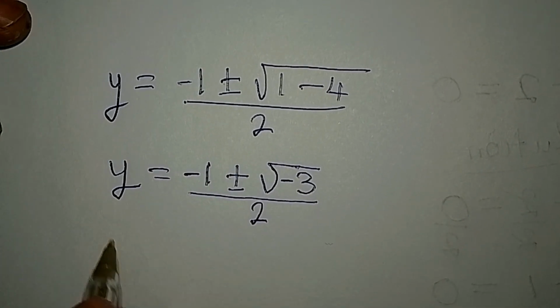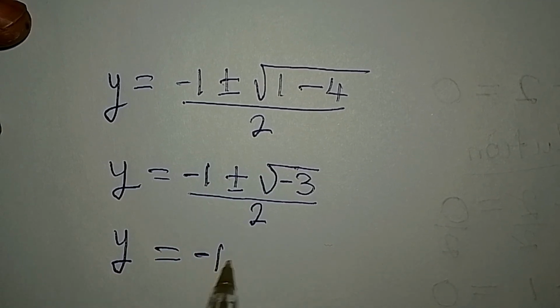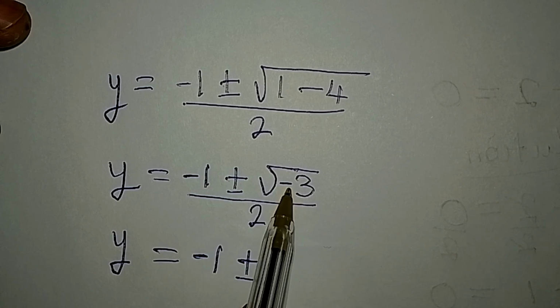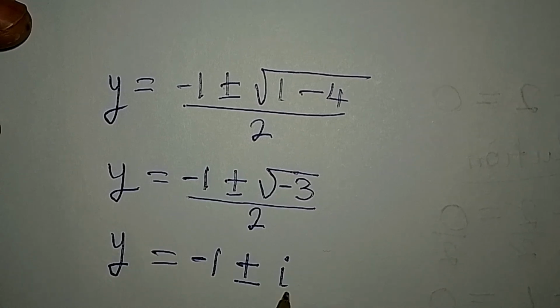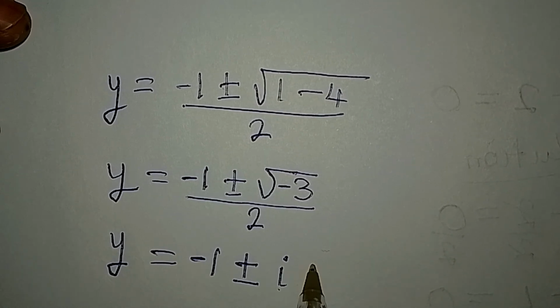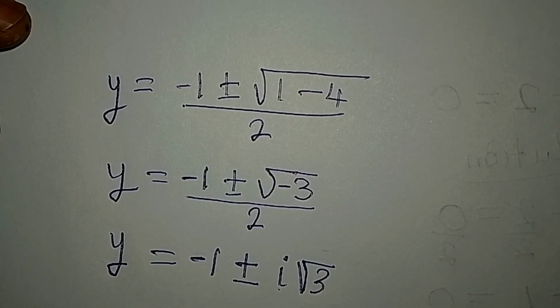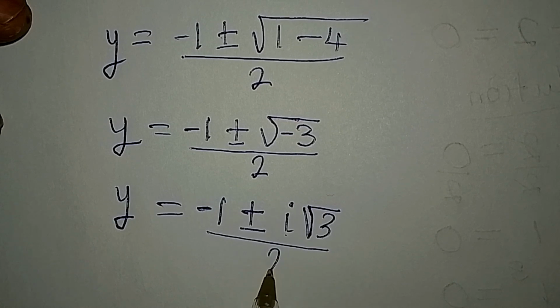So what we're going to do is this: y from here will be equal to minus 1 plus or minus. Now because of this negative 3, because of this negative, we're going to have an imaginary constant, which is i. Then we write our square root of 3, since I don't want to have decimal. So the whole of this will be over 2. But then this is a 2-in-1 solution.